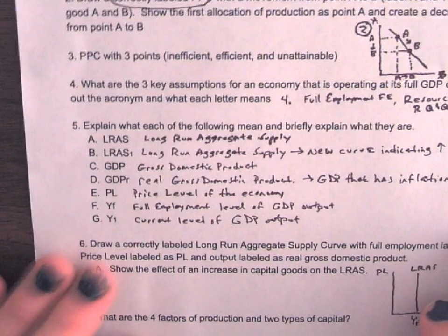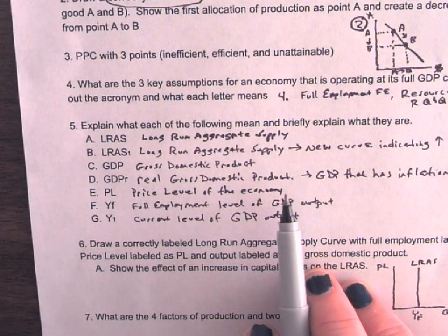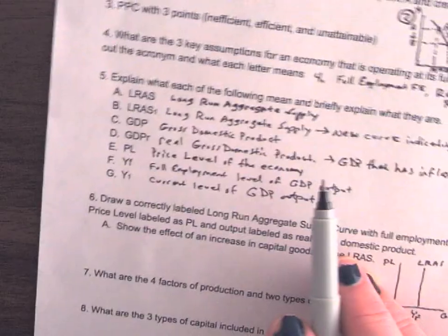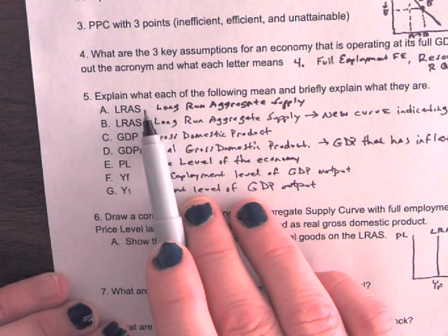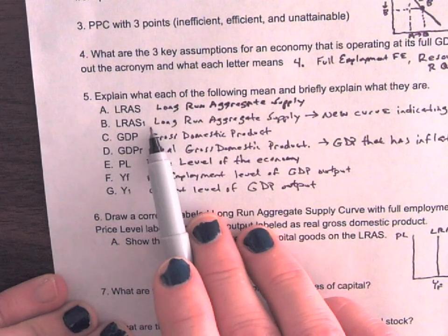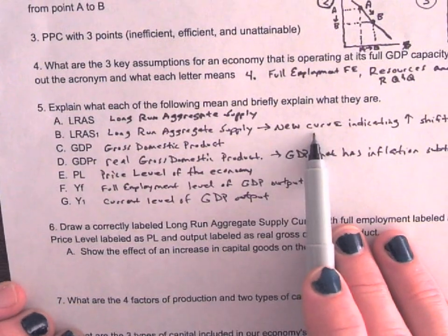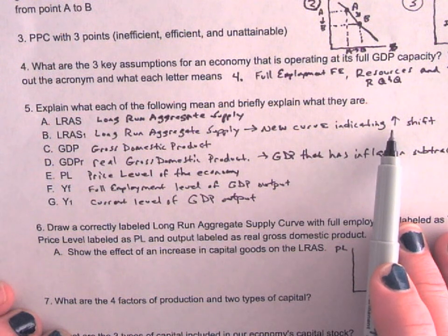Okay? Number 5, just straight up vocab or letters or symbols, and that's why I gave you this thing with all these as well, okay? Because I know it's kind of overwhelming sometimes. So long run LRAS is long run aggregate supply. If it's LRAS 1, then that's long run aggregate supply, but we have a new curve indicating some sort of shift, either an increase or decrease on that graph.